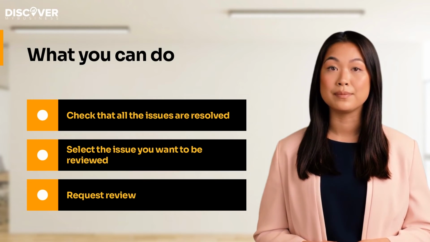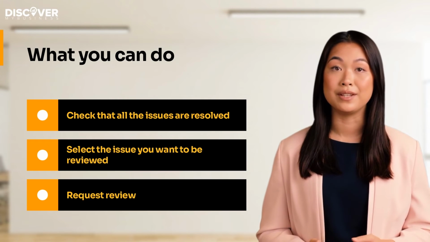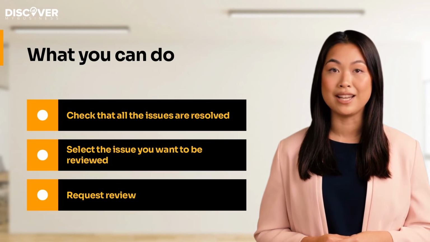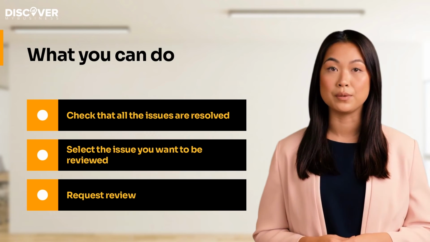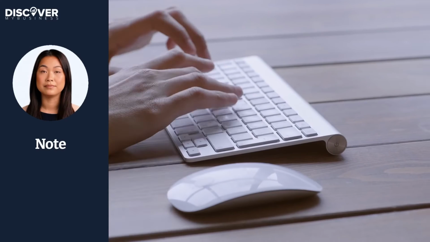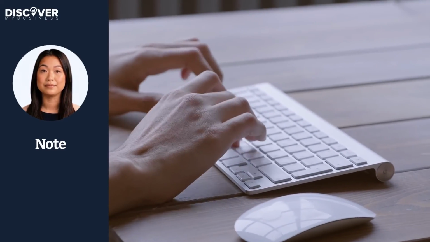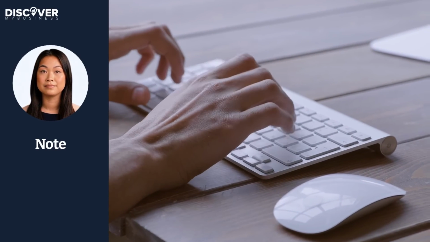Click Request Review. A pop-up window will appear explaining the review process, its requirements, and its limitations. Make sure you read it carefully. Select the checkbox of the pop-up window and click Request Review. Requests for reviews can take up to 7 days to complete. When the review is finished, you'll get an email notification.